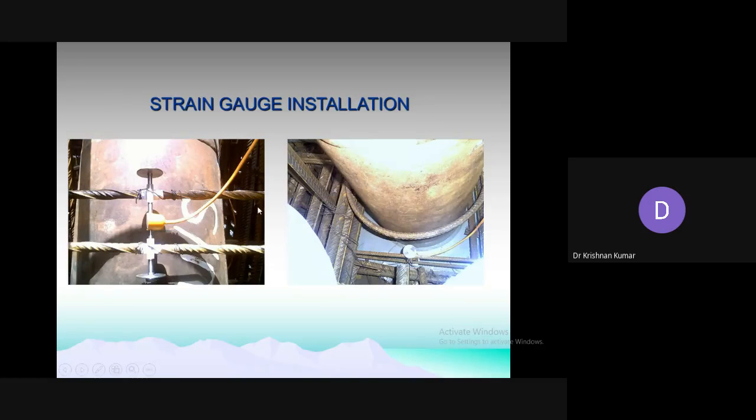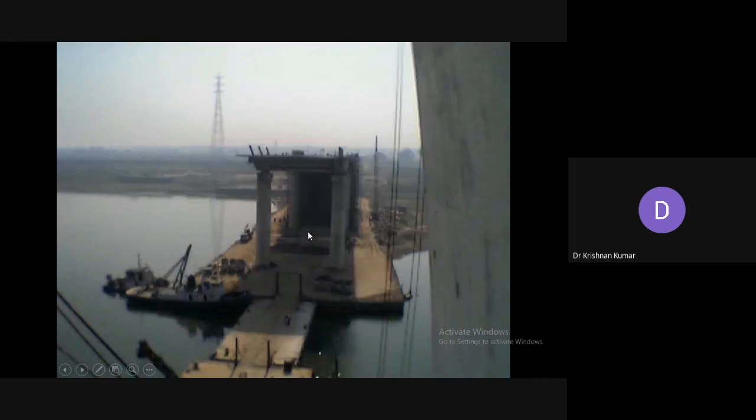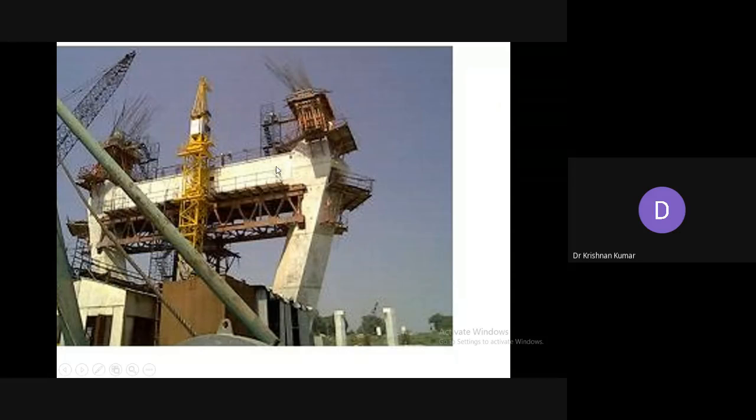Yeah, this is strain gauge installation. Before concreting, we have to install like this, and during the concrete pouring, we should be very careful. They should not get damaged. And this is the way we have placed the strain gauge into the concrete. Now you are seeing that the construction sequences are going on. So this is the pylon construction first, and after that deck construction.